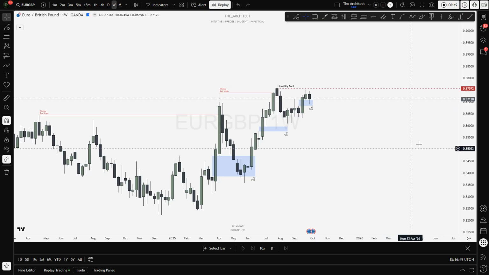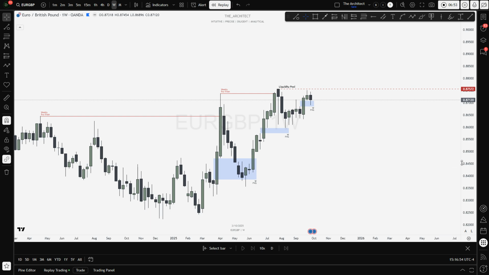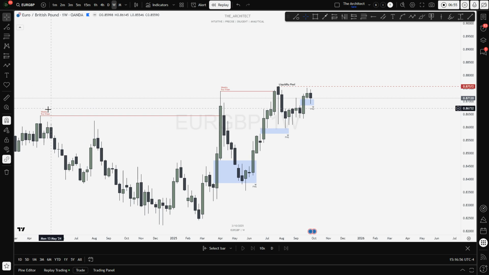Cool. Moving on to Euro GBP. This is the weekly time frame. What are we seeing? Again, how does the market move? From external range liquidity, once it's taken, the market draws towards internal. From the weekly fair value gap, the draw was towards external.